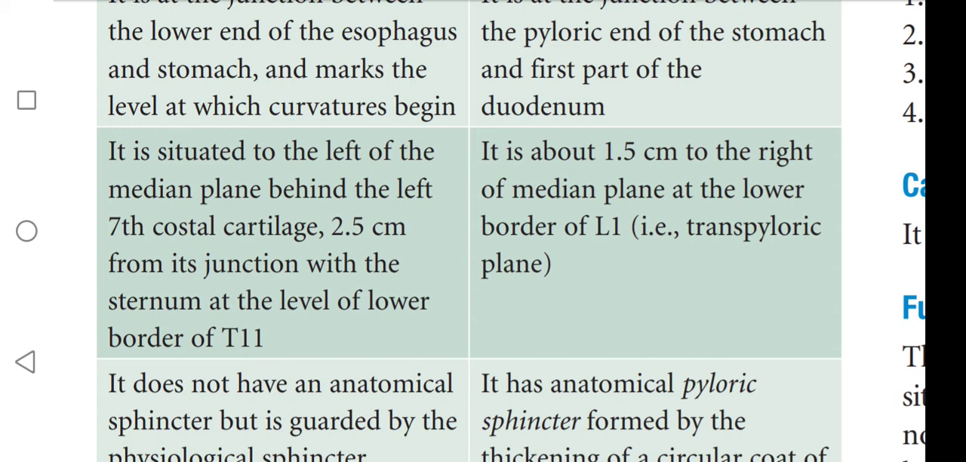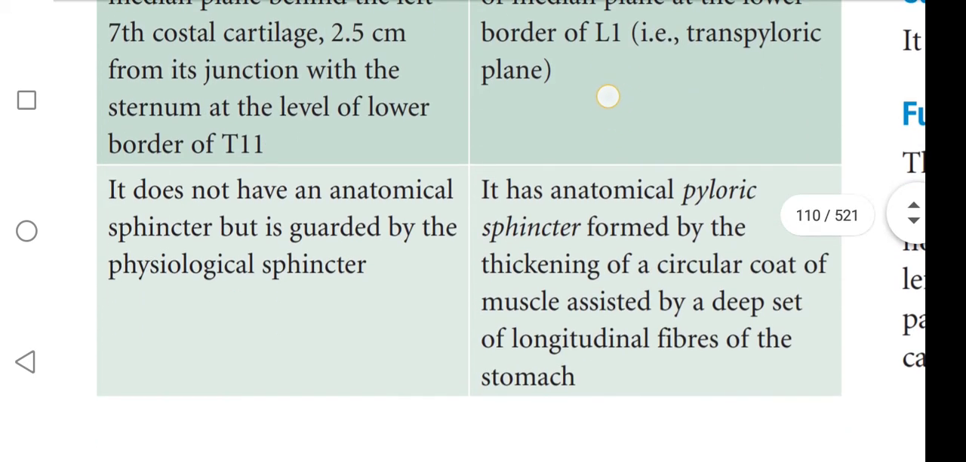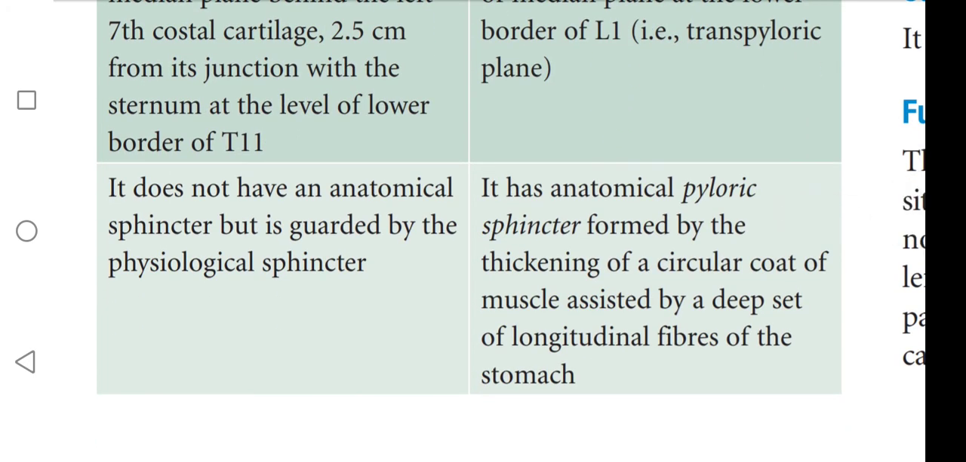Next, coming to the pyloric orifice. It is about 1.5 cm to the right of the median plane at the lower border of L1. It is the transpyloric plane. Next, coming to the cardiac orifice. It does not have an anatomical sphincter but is guarded by a physiological sphincter. Next, coming to the pyloric sphincter. It has an anatomical pyloric sphincter formed by the thickening of a circular coat of muscle assisted by a deep set of longitudinal fibers of the stomach.